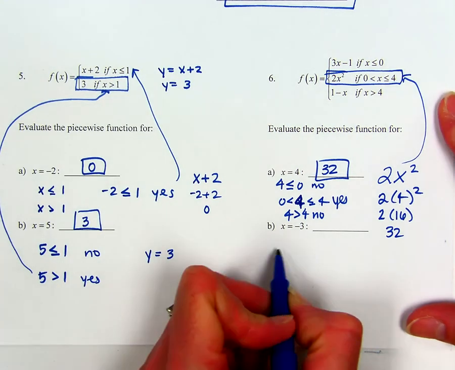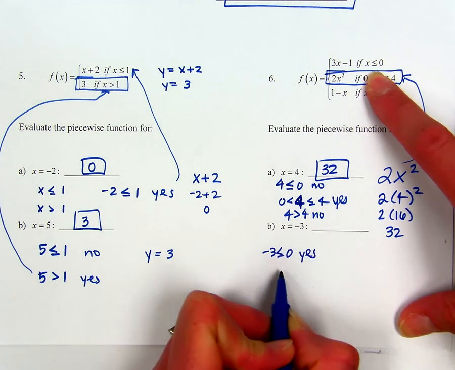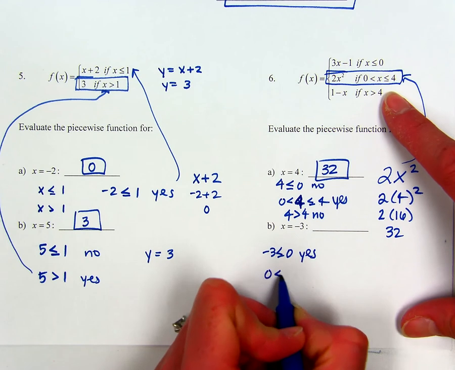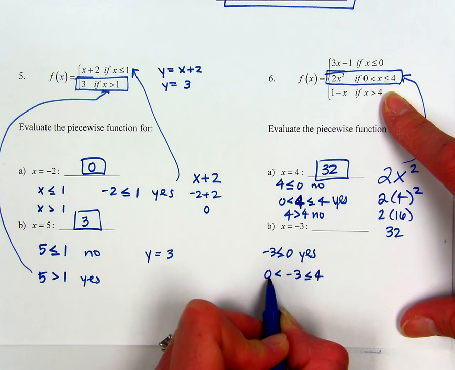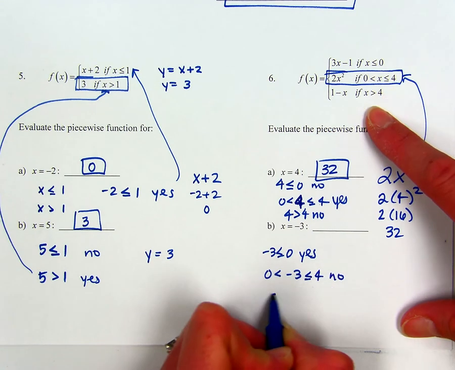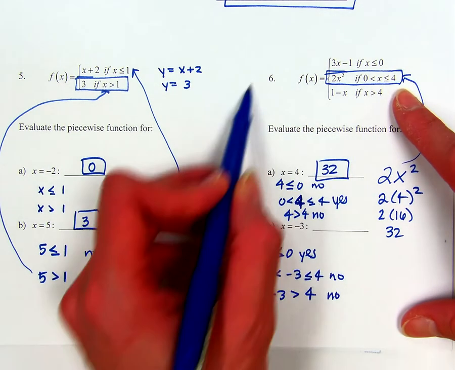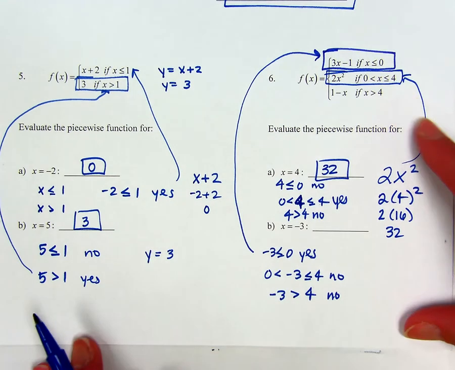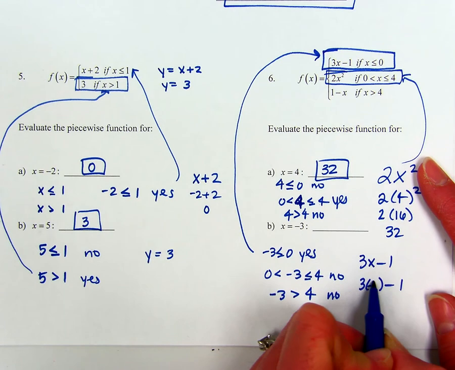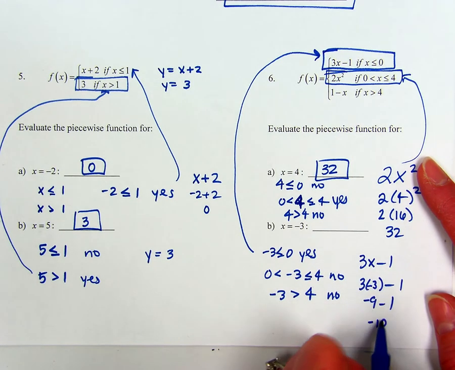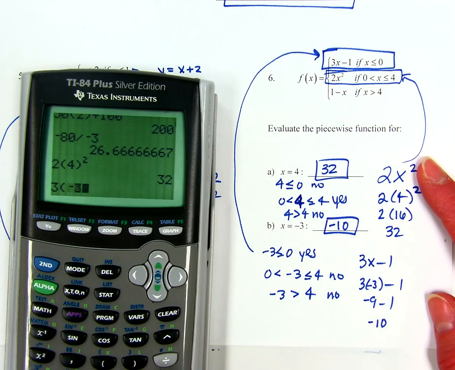All right, and then last one, negative 3. Is negative 3 less than or equal to 0? Yeah. So I know it's going to be that one, but just to prove that it doesn't work in the other ones, is negative 3 greater than 0 but less than or equal to 4? It is less than 4, but it's not greater than 0, so that's a no. Is negative 3 greater than 4? No. All right, so the only one it works for is this one. Okay, so I know I'm going to substitute 3x minus 1. The number I'm putting in is negative 3, so it's negative 9 minus 1, which is negative 10. All right, and again, if you want to use your calculator, feel free to do that.